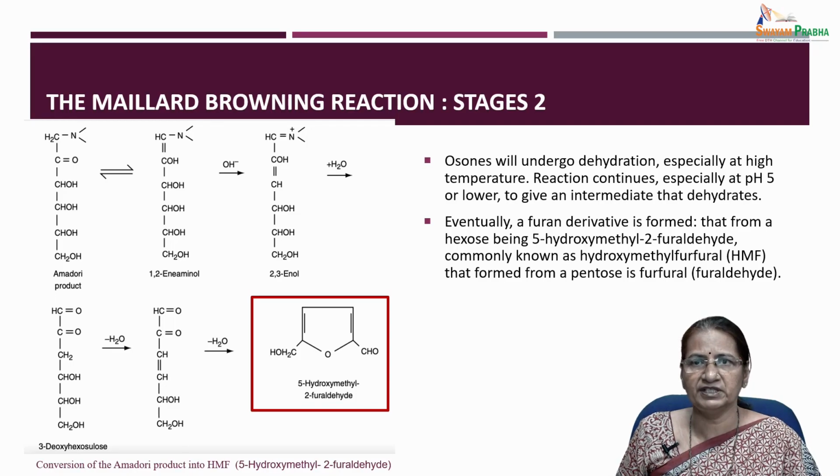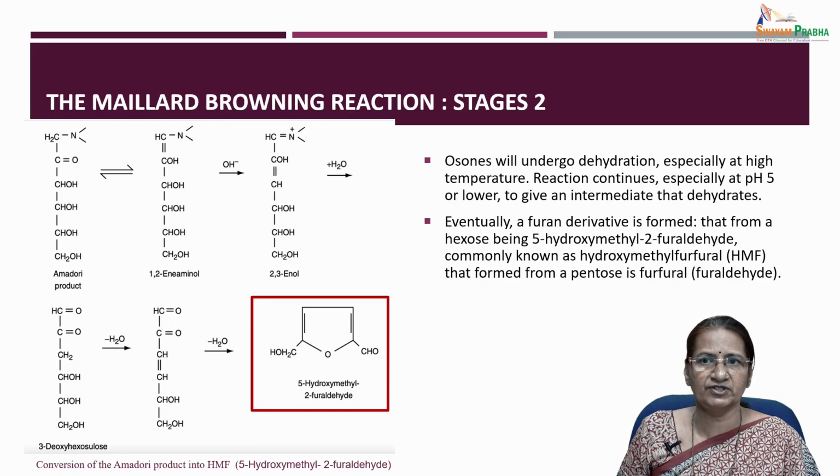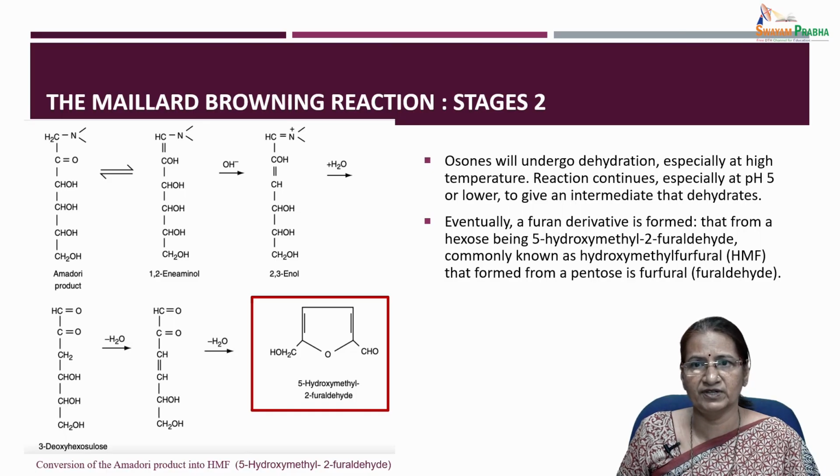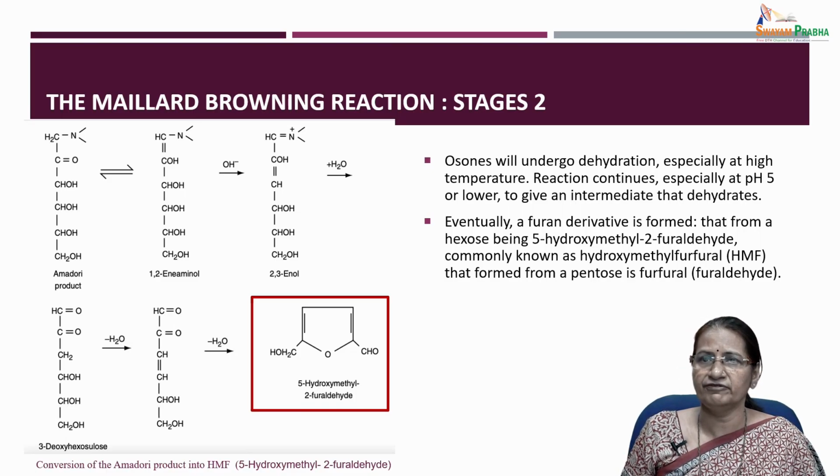Osones will undergo dehydration, especially at high temperature. Reaction continues, especially at pH 5 or lower, to give an intermediate that dehydrates. Eventually, a furan derivative is formed that from a hexose being 5-hydroxymethyl 2 furaldehyde, commonly known as hydroxymethyl furfural or HMF, that formed from a pentose is furfural or called as furfuraldehyde or furaldehyde.